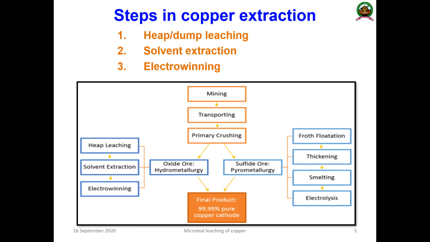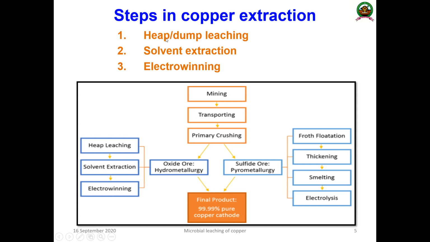Please note that if you are talking about copper extraction, there are several steps, but from the environmental microbiology point of view, we are going to discuss only the microbial-based approaches. In general, copper extraction or copper mining has three important steps. One is heap or dump leaching. This is the first and most important step where the microbiology role is happening.